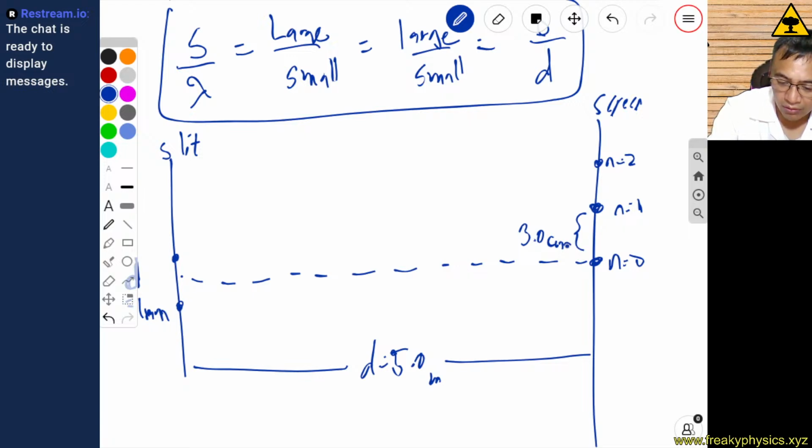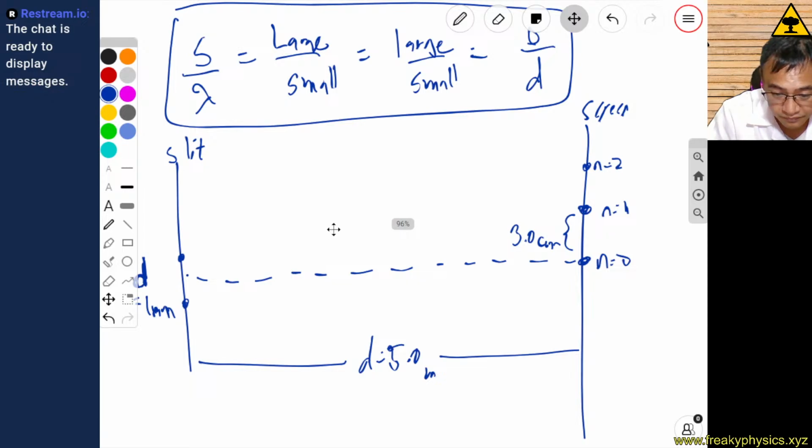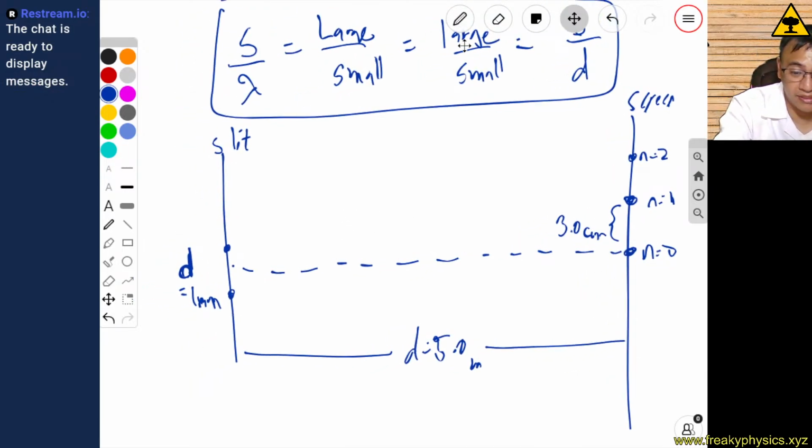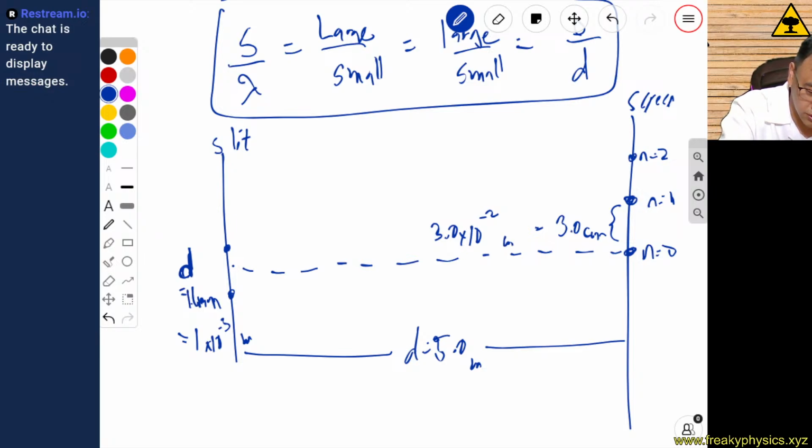Now, before you solve it, make sure you convert all your distances so that you can easily do your conversions later on and get the correct answer. So I'm just going to write this as 1 times 10 to the minus 3 meters. And then this is the same as saying 3.0 times 10 to the negative 2 meters. I'll put this with 2 sig figs, so 1.0 right there. So all you have to do now is plug these into the equation. Sorry, this should be big D here, right?